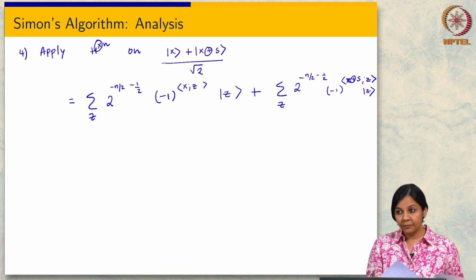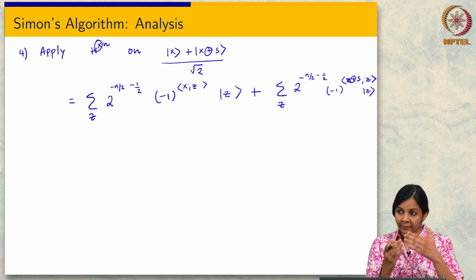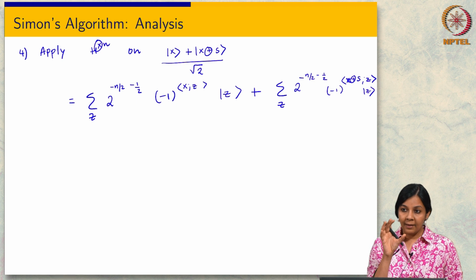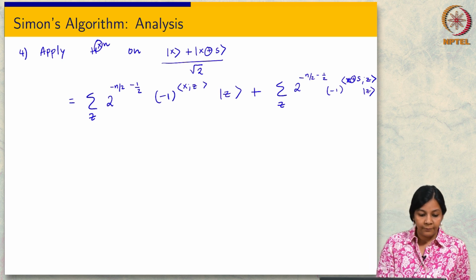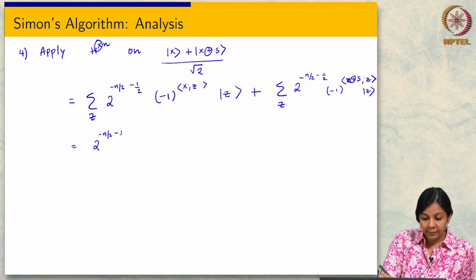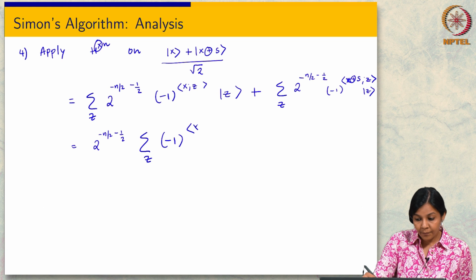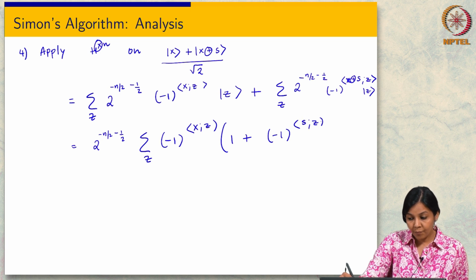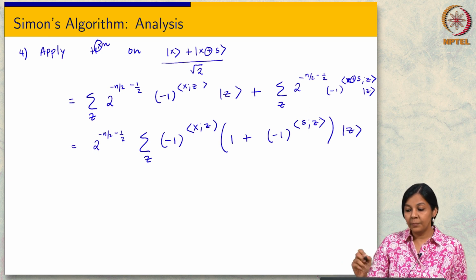This is what we have figured out before: when I apply the Hadamard on a particular value x, I get a summation over all z with (-1)^(x·z), the inner product, as the coefficient, and z as the state. So this is exactly what I am going to get. And now of course I am going to simplify this. Does everyone agree? This is just a simple algebraic manipulation.